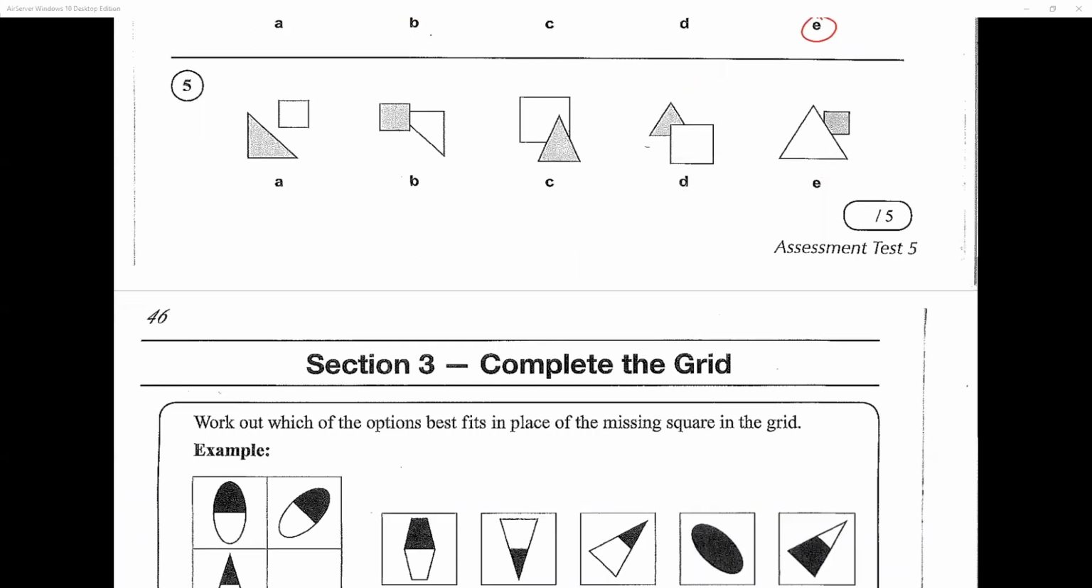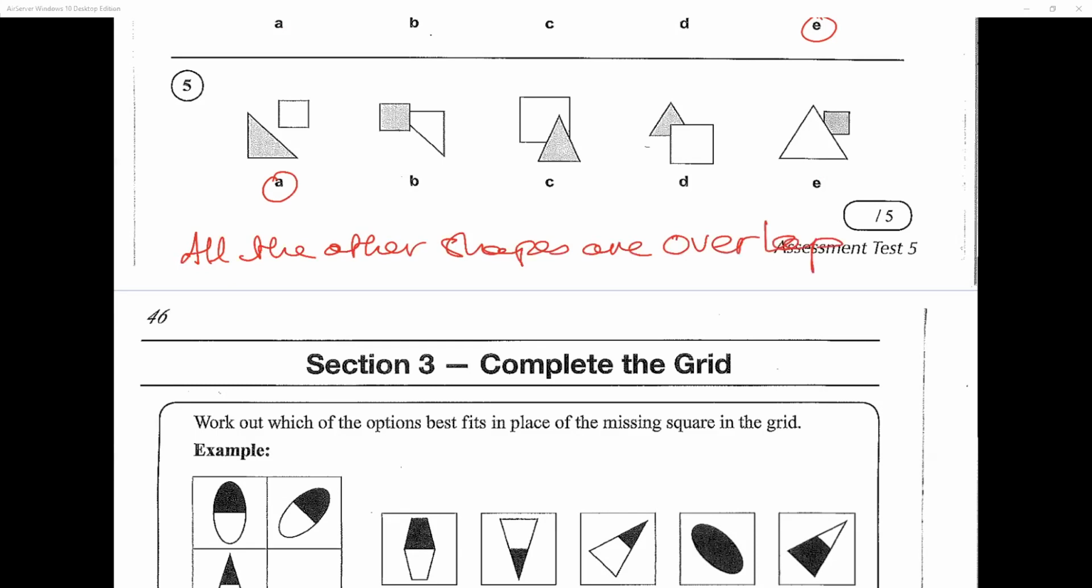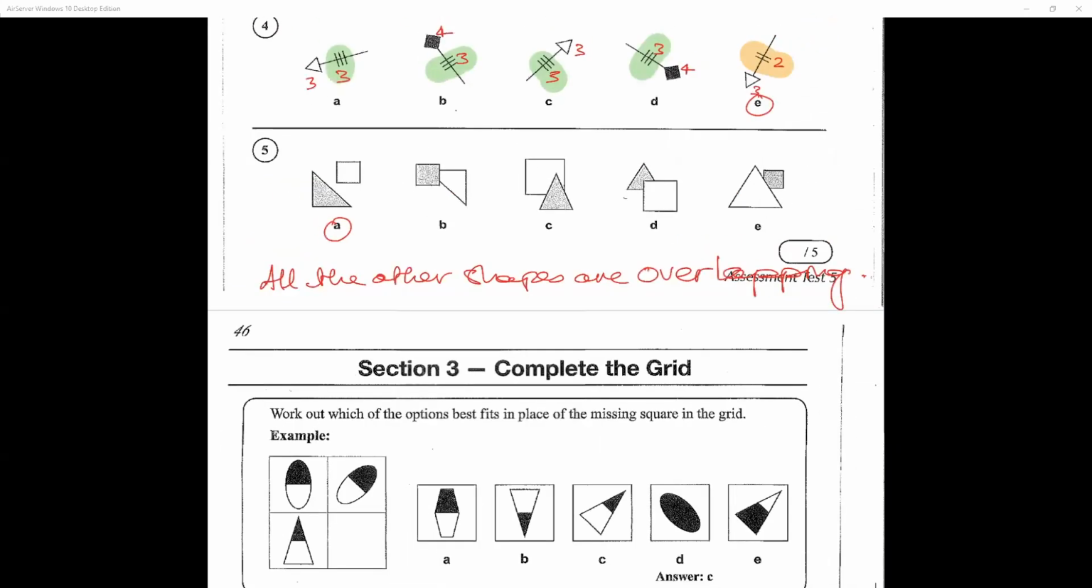5. Is it A? A is correct. Why is it A? Explain. It's A because the shapes are all touching each other and A isn't. What do you call them when they're touching? They're over each other. Overlapping. So when they overlap each other, that means one's on top of the other one. Okay, lovely. Can you put a mark out of 5 for that section for me, please, Sana?